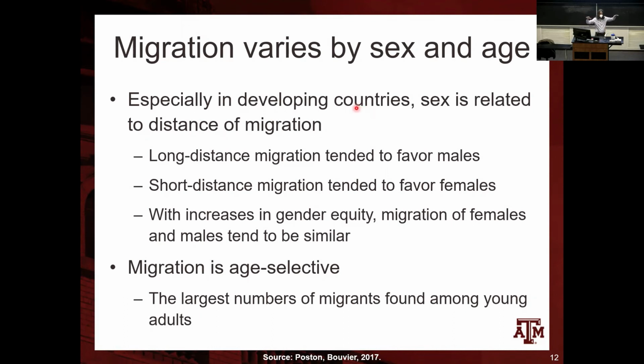More developed countries, you have less differentiation of migration by sex. With increases in gender equity, migration of females and males tend to be similar. So that's the case of more developed countries. And migration also varies by age, is age selective. The largest numbers of migrants are found among young adults.